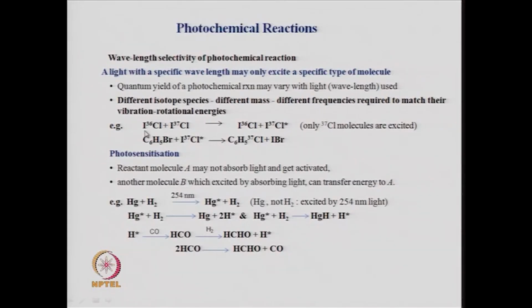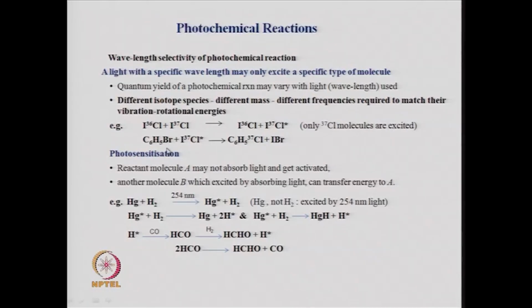So, in iodine chloride, the chlorine with the mass number of 36 is not getting excited, because this chlorine is not absorbing the photon. Only this chlorine, which is 37 chlorine. So, ICl will get excited by that photon, since 37 chlorine is getting excited, and so you can write with the star showing this is the photo excited molecule. And then this photo excited molecule can do further reaction.